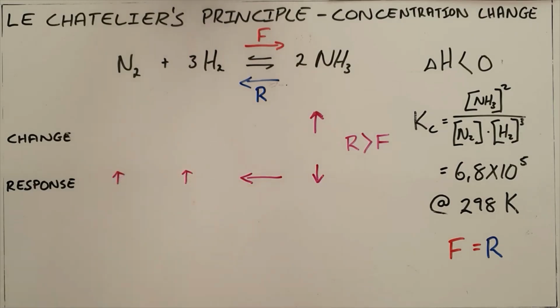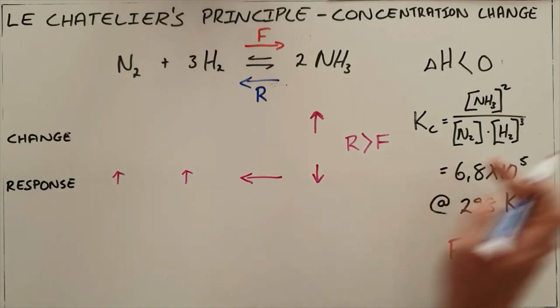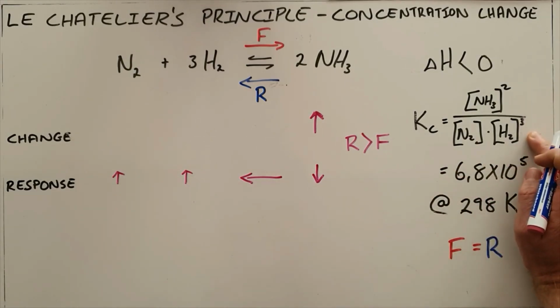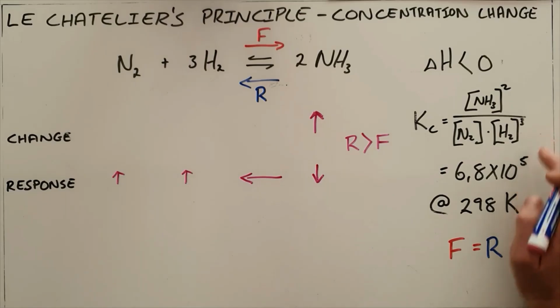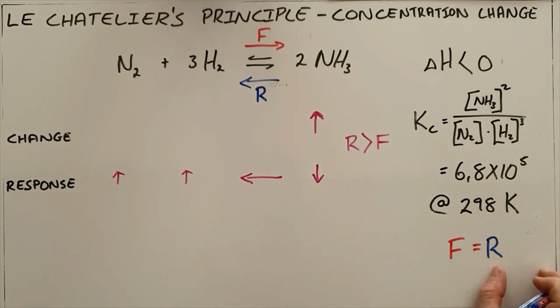This happens only for as long as it takes to re-establish that initial balance, or that ratio that we had there, that gets back to our constant Kc since we have not changed the temperature, and then equilibrium is restored and our forward and reverse reactions remain constant.